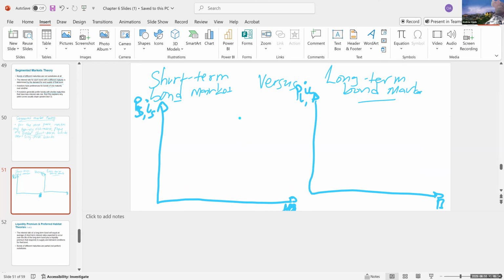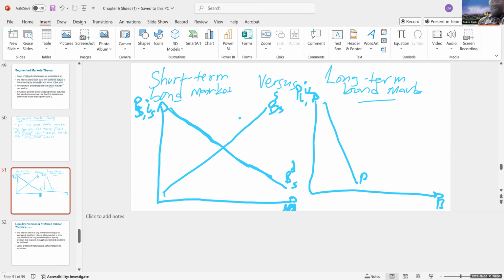So if investors are preferring short-term bonds over long-term bonds, it means that the demand for short-term bonds is greater than the demand for what? For long-term bonds. So let's say, given a bond supply here, this is the bond supply in the short-term bond market, and this would be the demand for short-term bonds. The demand for long-term bonds, because it's small, is going to be very small. The smaller the demand curve, by the way, the steeper it is.